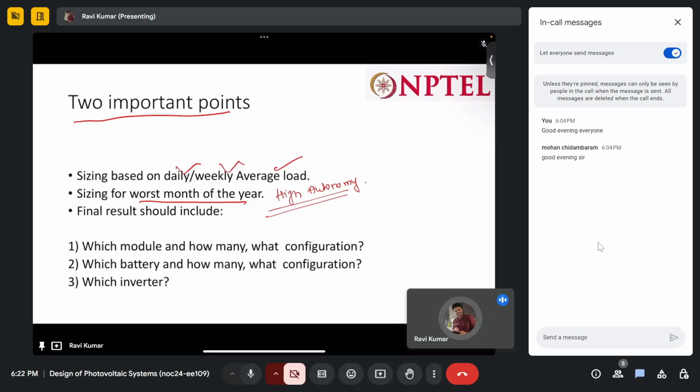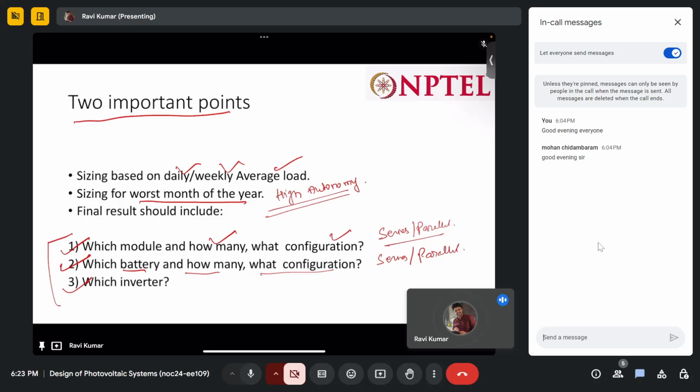The final result of this entire sizing should include which module, how many modules, and what configuration. Configuration means in series or parallel, how much in series and how much in parallel. Similarly for the battery, how many batteries and what configuration, in series or parallel, and which inverter. Because if you go to the market, you require a solar PV module.